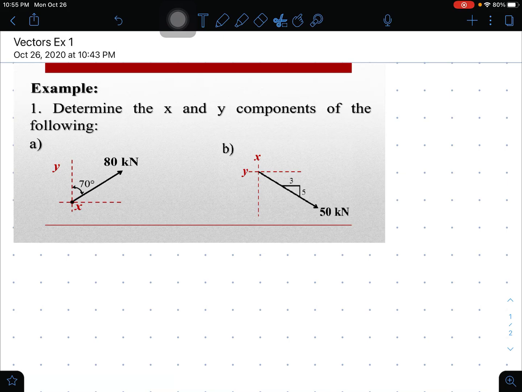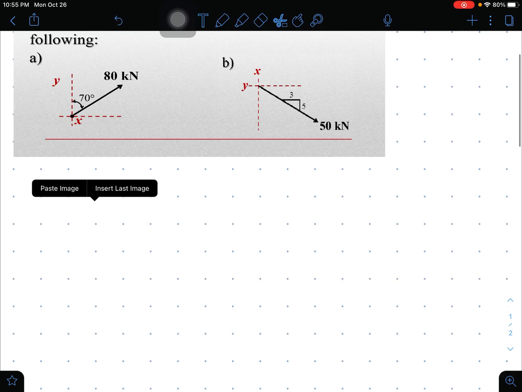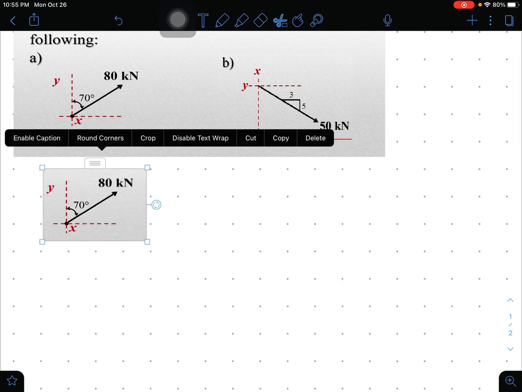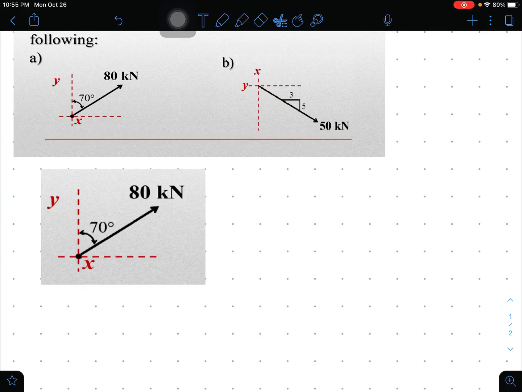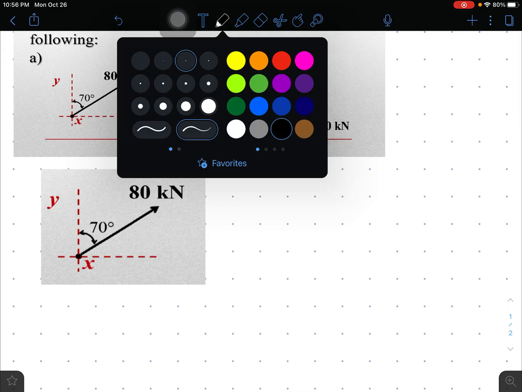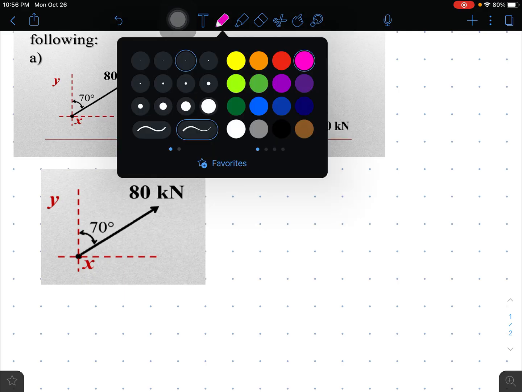So example number 1, determine the x and y components of the following. So let's start with letter A. What we're going to do here is, of course, get the components. Remember, whenever there is an inclined force, it should have a component. So I'll represent it here.